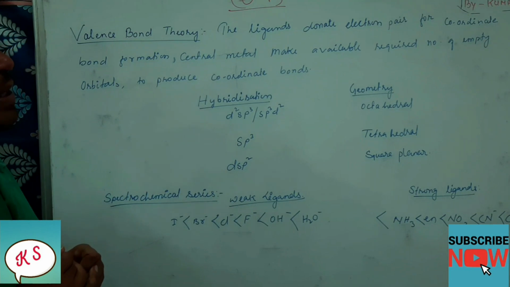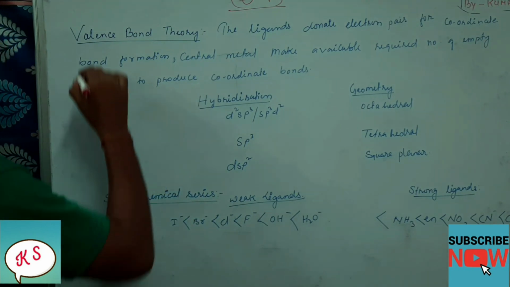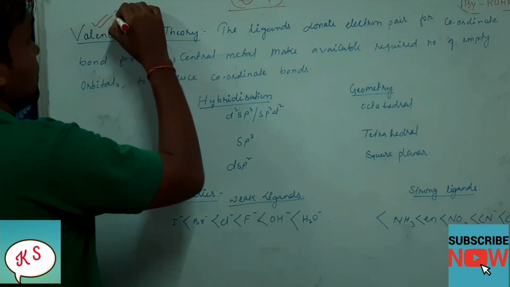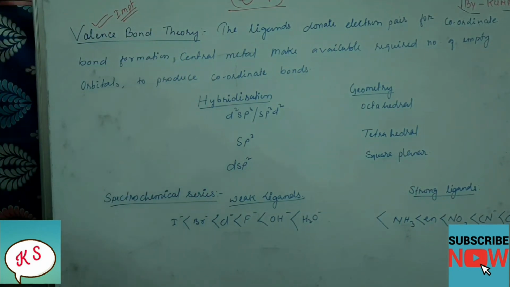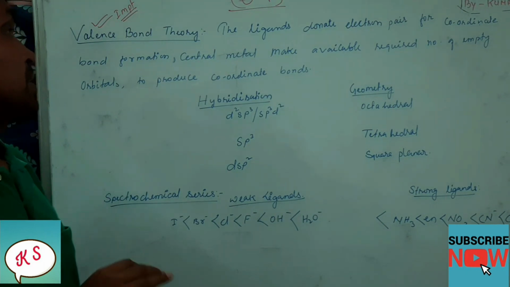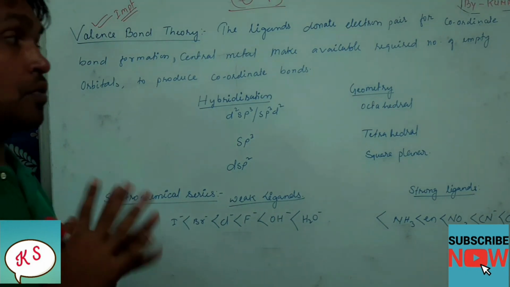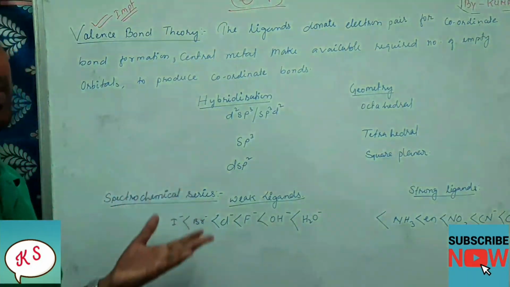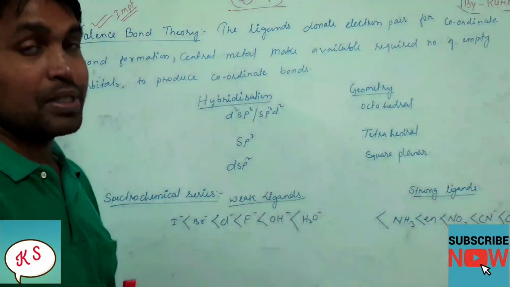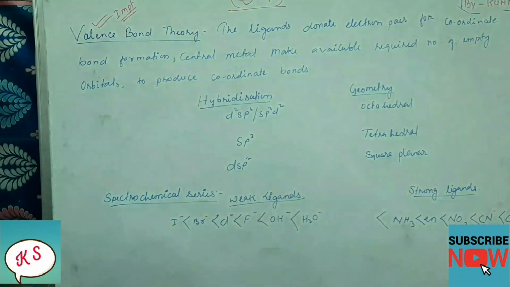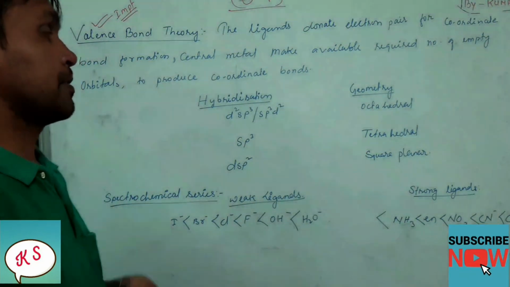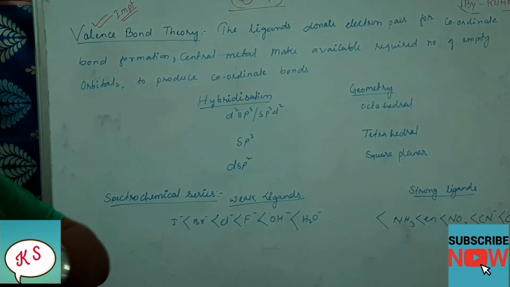Today's topic is valence bond theory. Dear students, remember this valence bond theory is very important for your board examinations. Every alternate year they ask questions for 2 or 3 marks based on VBT theory. So please try to understand it properly from the beginning so that you don't face any problems in your board examinations.